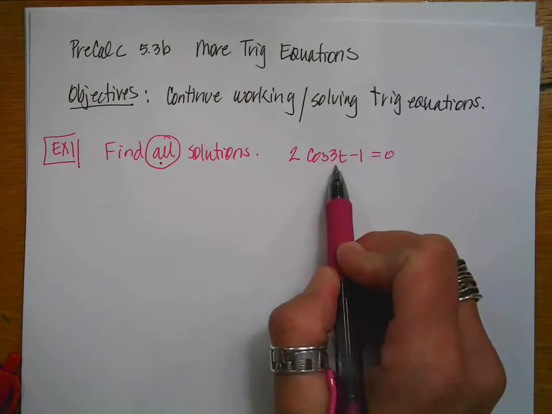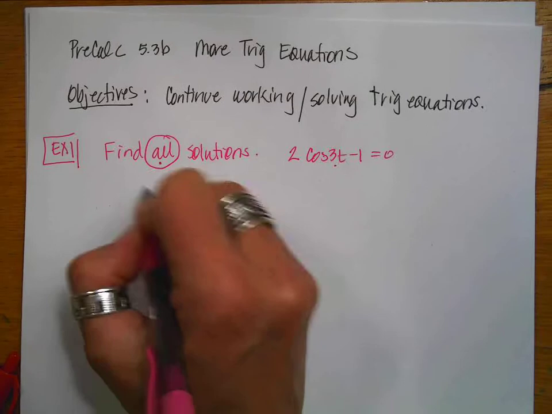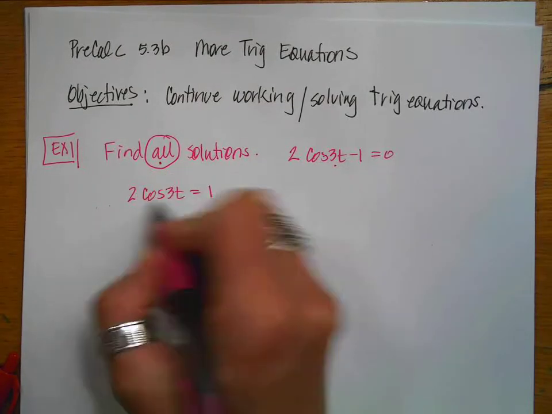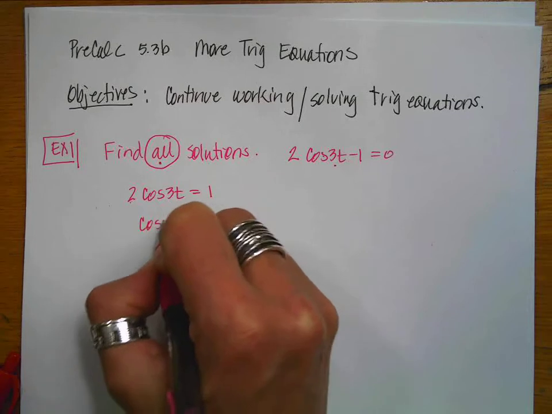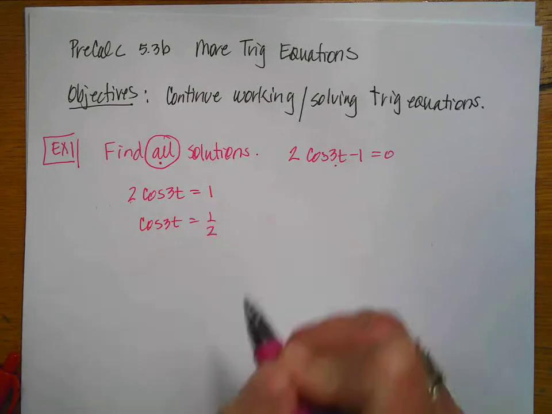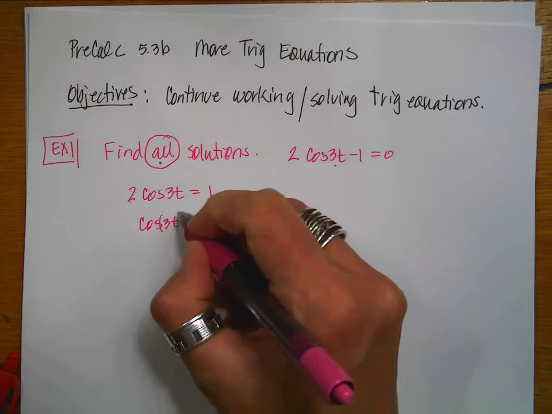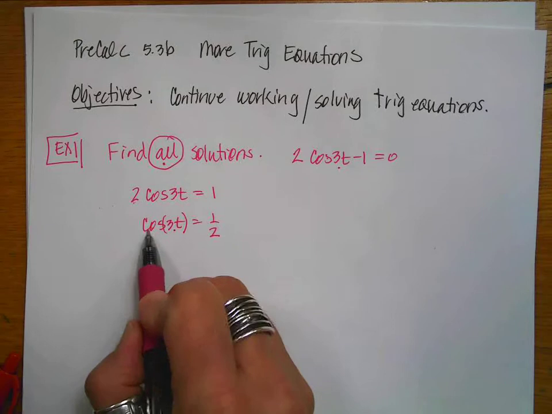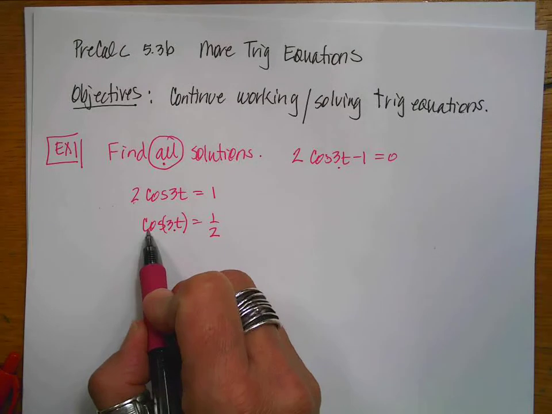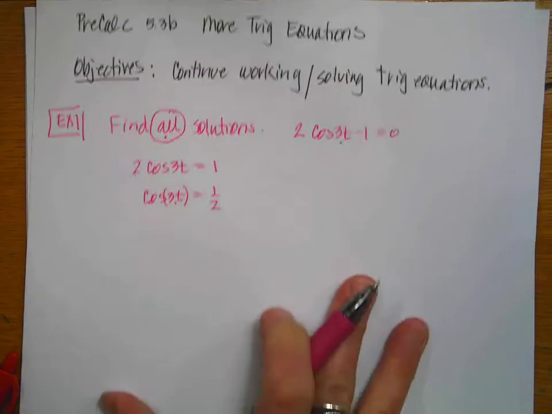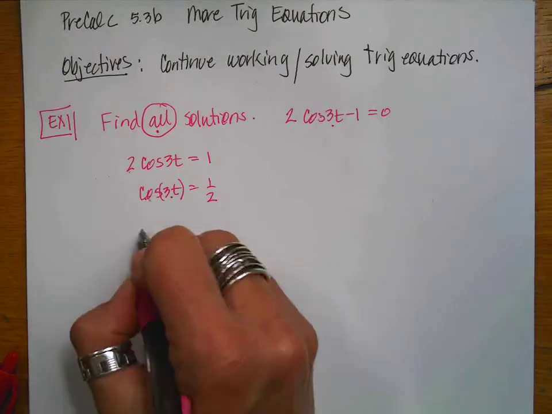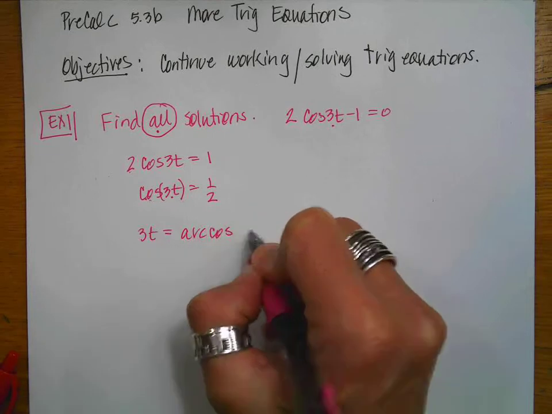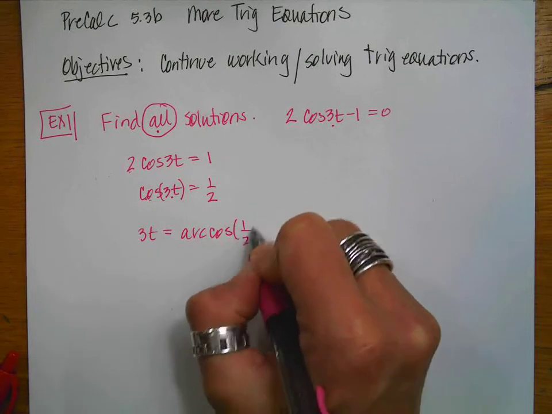So just with all equations, I want to isolate as much as I can. So I'm going to get 2 cosine 3t is equal to 1. Divide by the 2, so I get the cosine of 3t is equal to 1/2. Now one of the things that makes this problem interesting is that to isolate this, I have to get rid of the cosine. And to get rid of the cosine, I have to do an arc cosine, because I can't divide both sides by cosine. So I get 3t is equal to the arc cosine of 1/2.